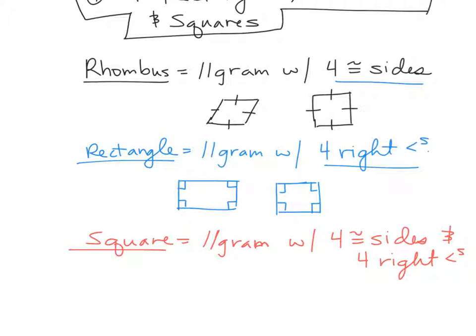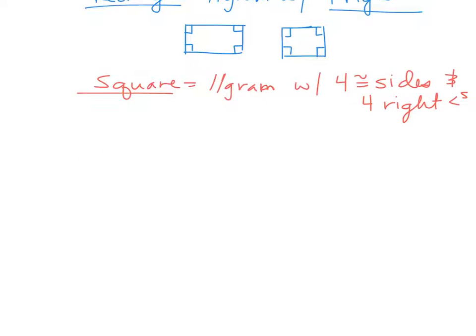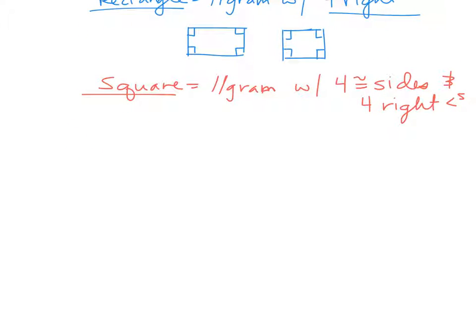Okay, so I'm going to give you pictures. You tell me what you think this figure is. Okay, a rectangle, a rhombus, a square. What's the most specific name you can give it?